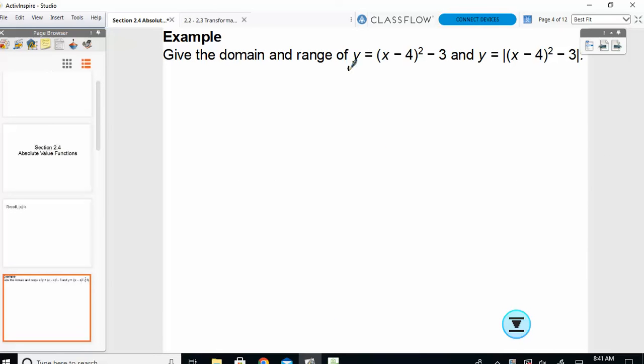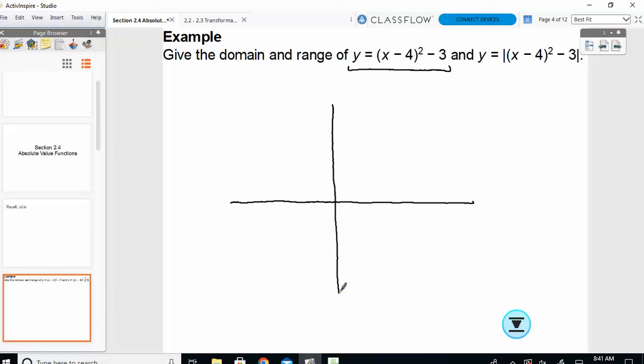So I want to take a type of function that we've been looking at, and I'm going to do something to it. First, I want to give the domain and range of this function. Probably the easiest way to do that would be to graph it. What is my parent function? X squared. So 0 squared is 0, 1 squared is 1, negative 1 squared is 1. You could do more points if you wanted, 2, 4, negative 2, 4.